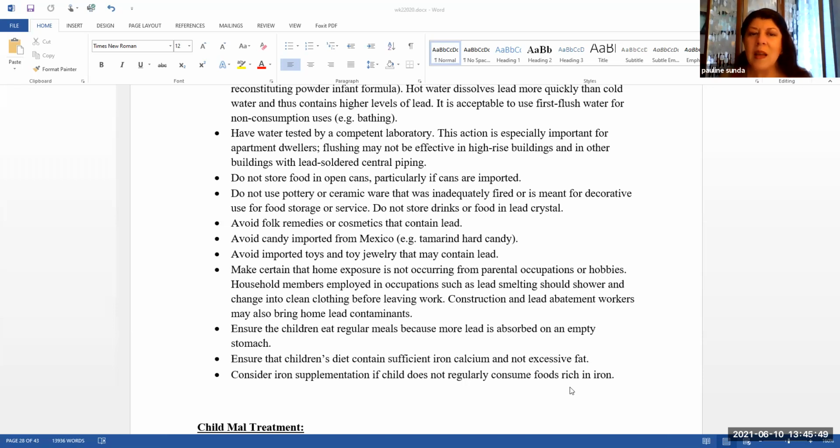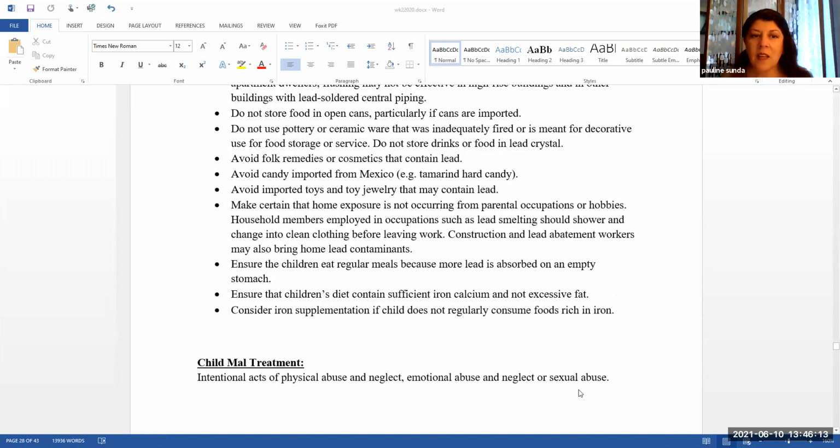Make certain that home exposure is not occurring from the parents' occupations or hobbies. Household members employed in occupations such as lead smelting should shower and change into clean clothing before leaving work. Construction and lead abatement workers may also bring home the lead contaminants in their clothing.